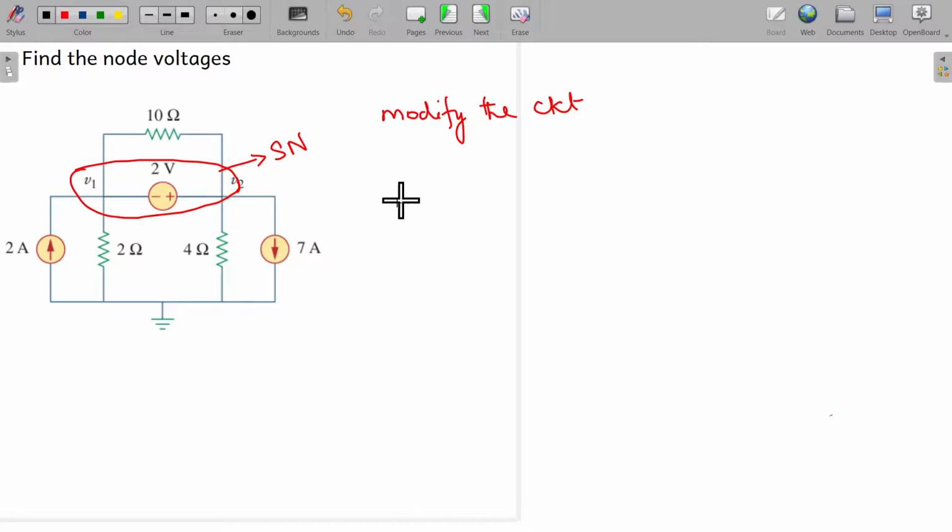So this circuit can be redrawn like this, with the potentials V1, V2, and the 2 volt voltage source will be hidden. But now we are including this 10 ohm resistance.